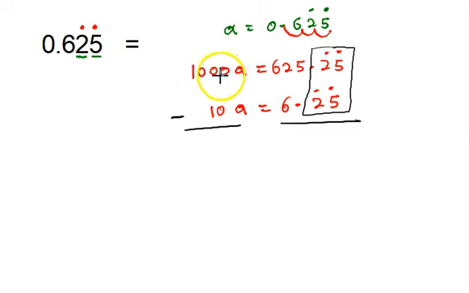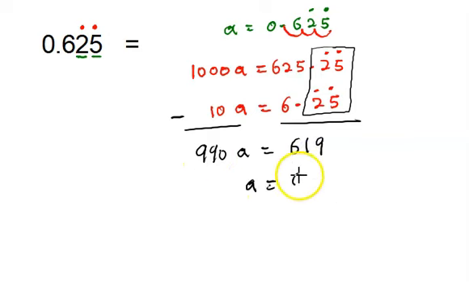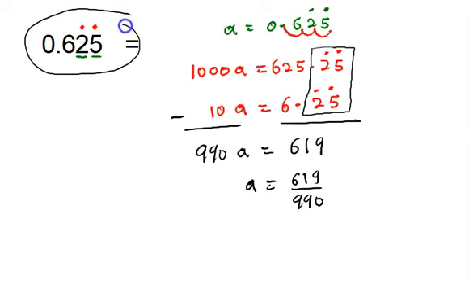So 1000A minus 10A gives 990A, and on the other side 625 minus 6 gives 619. So A will be 619 divided by 990. If you press this in your calculator, you will get the same answer as this. I hope you learned this.